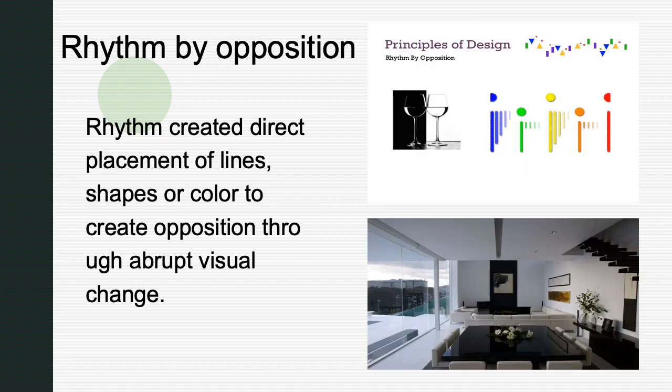Rhythm by opposition. Rhythm is created by direct placement of lines, shapes, or colors to create opposition through abrupt visual change. If you create abrupt visual change, you create the opposition. So rhythm can be created by putting things in opposition.